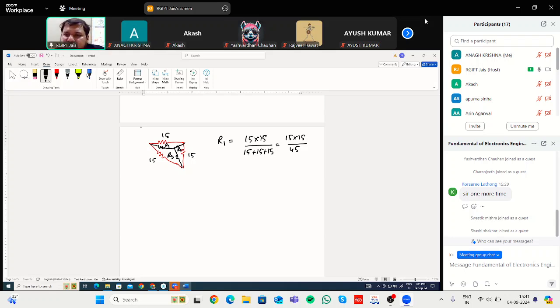So here you will get R1 is equal to 5 ohm. Similarly here, R2 also you will get 5 ohm, because if you try to find out R2 using the formula, in the numerator it will be 15 multiplied by 15 divided by 5. And similarly, R3 will also be equal to 5 ohm, since all the resistances are the same.